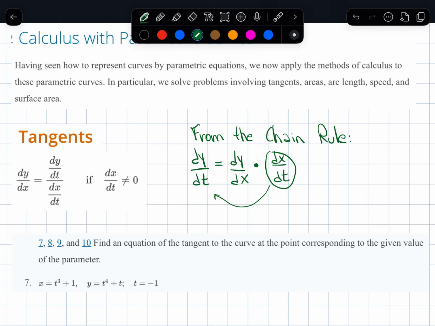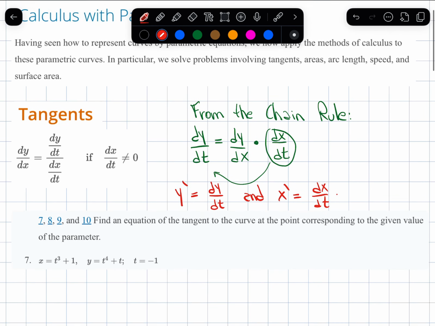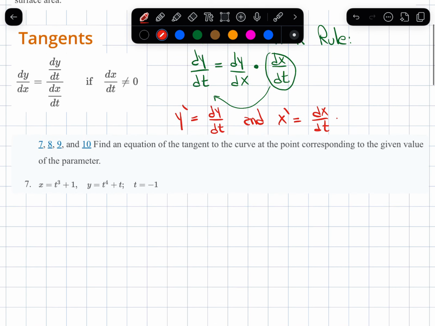From this point on, though, to save a little bit of time, I'm not going to be writing dy over dt every time and dx over dt every time. I'm going to come to an agreement with you to say that y prime is dy over dt and x prime is dx over dt. Just for us to save a little time, this is an agreement that we make from this point on whenever we're dealing with parametric curves.